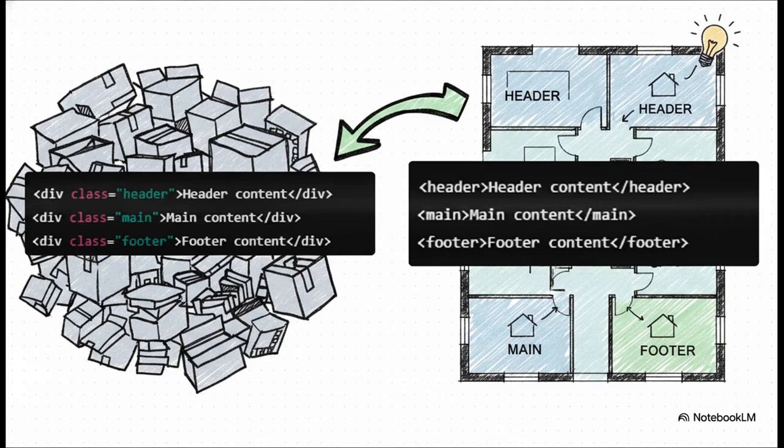But, and this is a big but, how you write that HTML structure really matters. If you just rely on generic, non-semantic div tags everywhere, it's honestly like building a house and labeling every single room box. Box 1, box 2, it makes no sense. But when you switch to specific semantic tags like header, main, and footer, you drastically clarify what the code actually means.